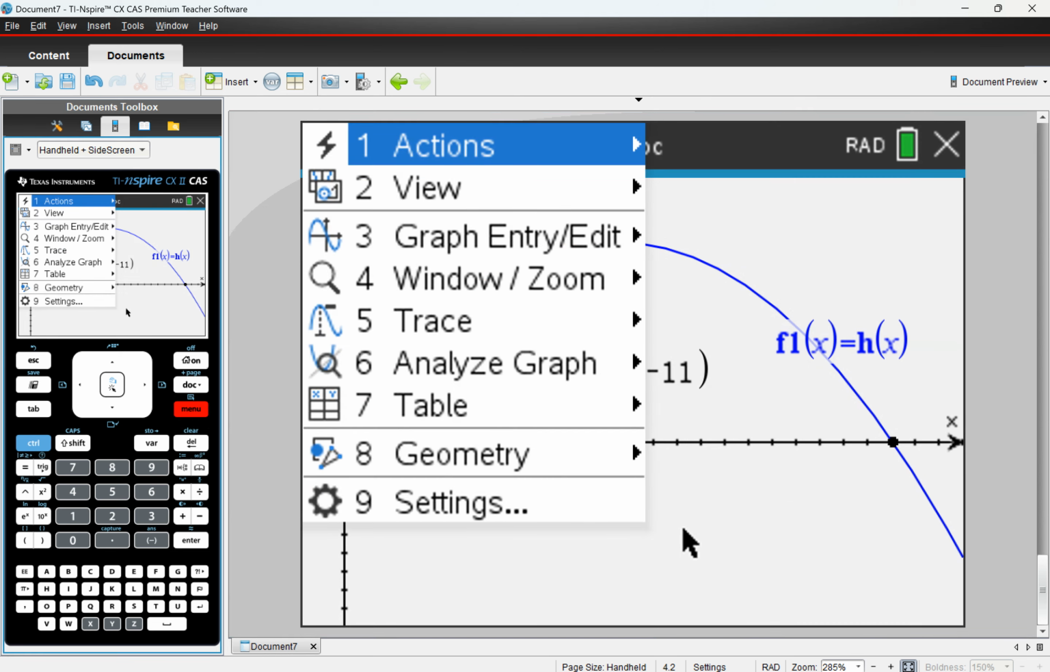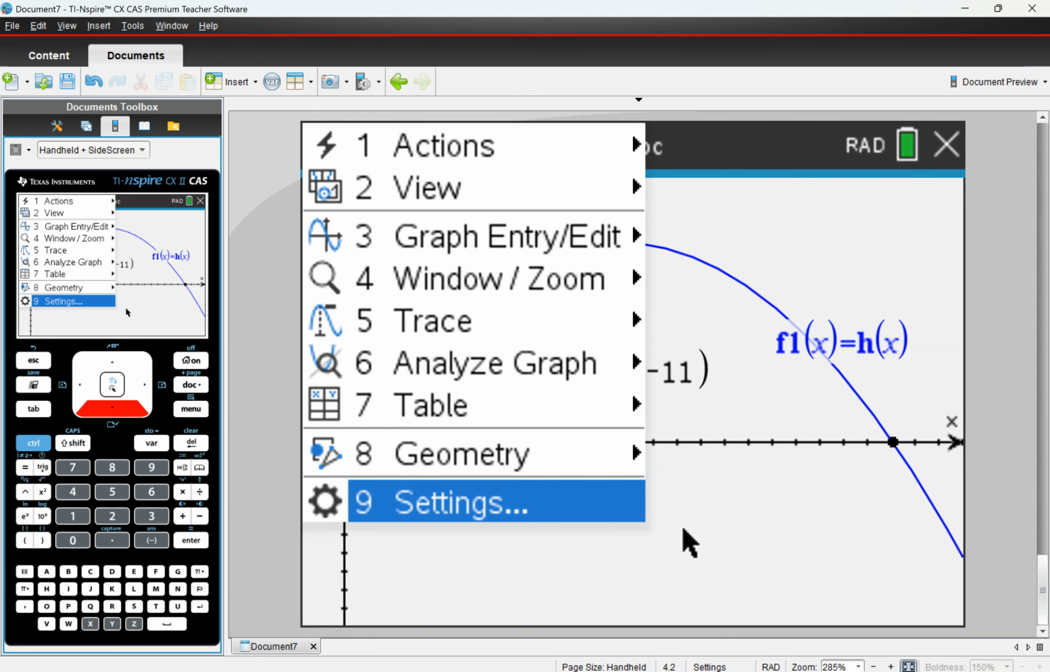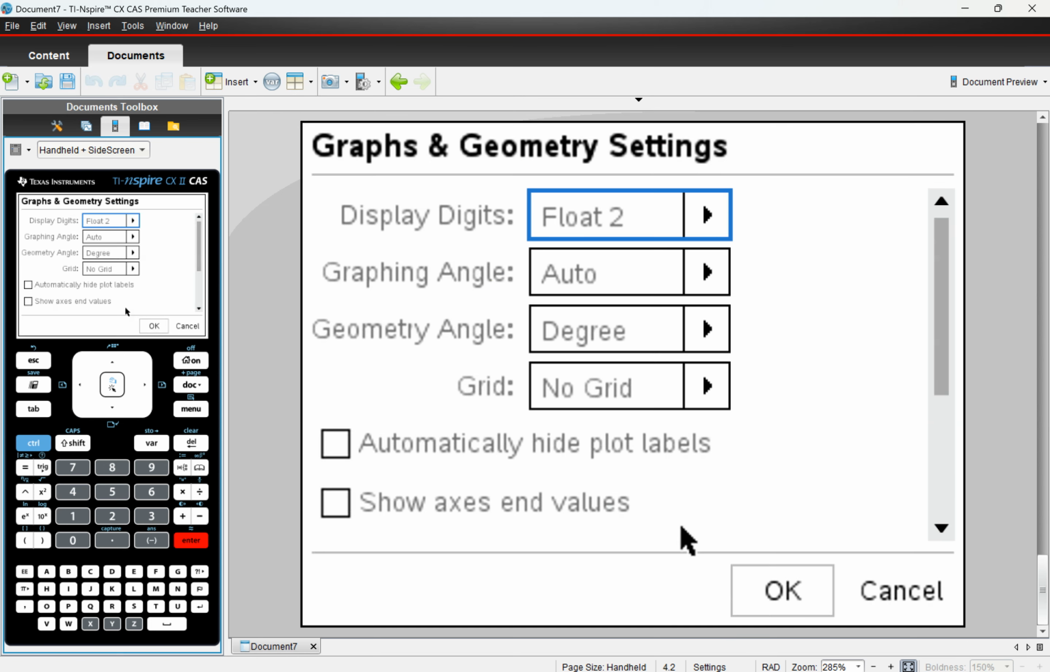Go to menu. Number 9. So this is different settings. This is actually for your graph settings. The other one was calculator settings. So graph settings, go to settings. See that float? That means you're asking the calculator to only show 2 digits. Most times it's more than 2 digits.